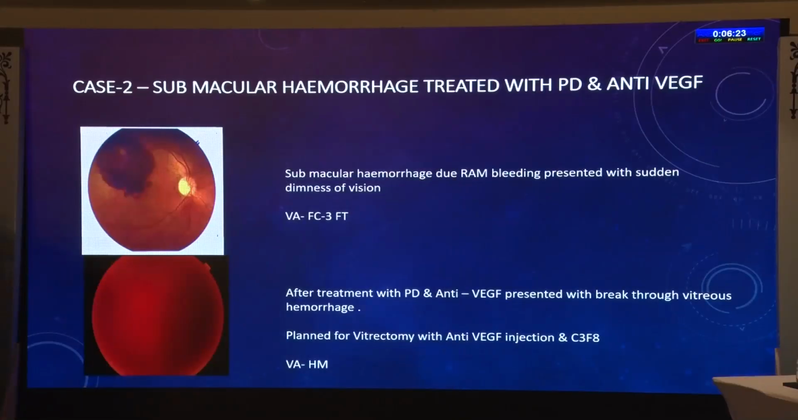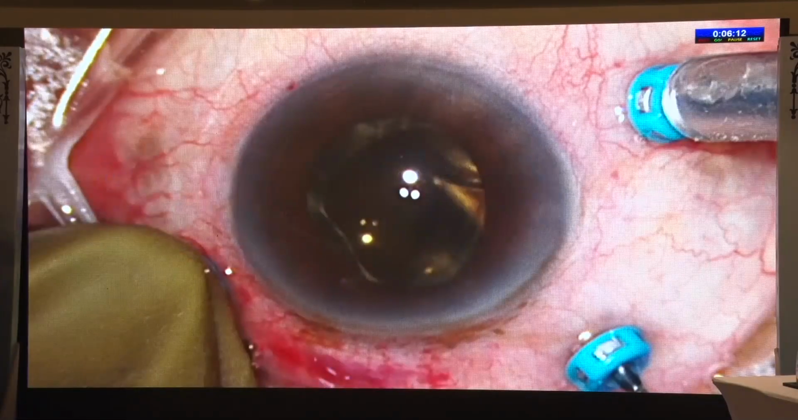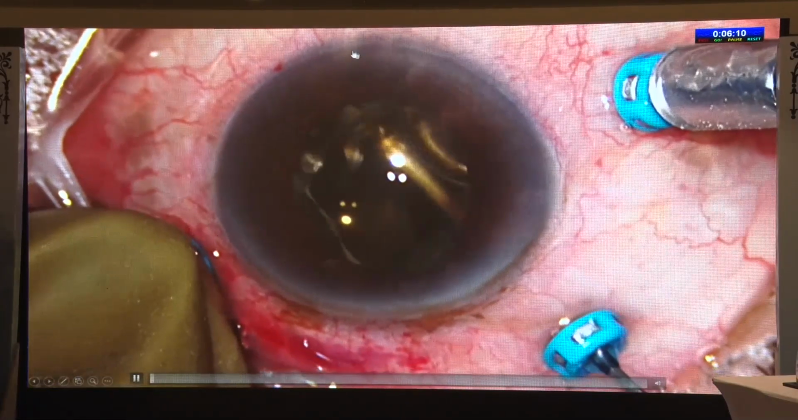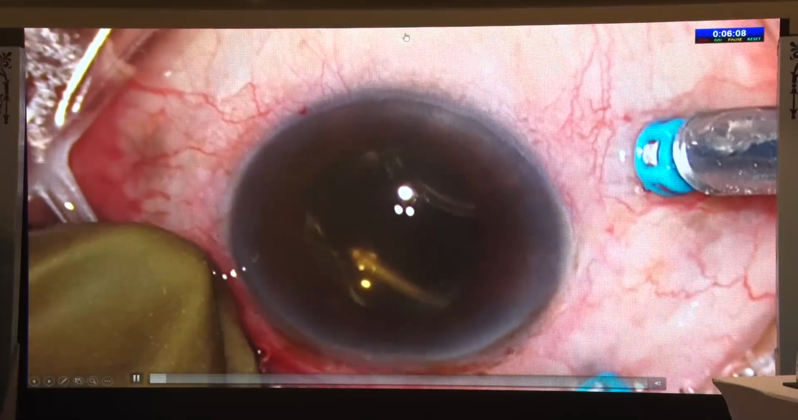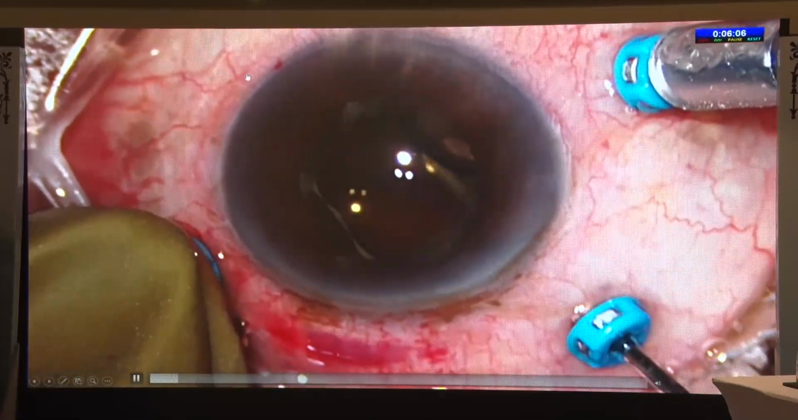Now, there are certain submacular hemorrhages that are re-bleeding. We had given a pneumatic displacement with anti-VEGF, which resulted in a breakthrough bleeding, which happens sometimes, and we need to tell about this beforehand to the patients.